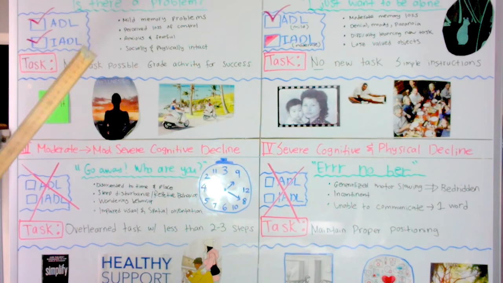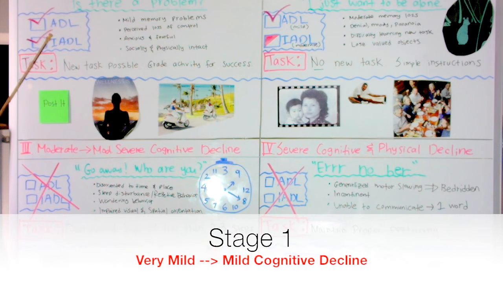Okay? So let's start with stage 1. This is very mild to mild cognitive decline. And the quote I have here is, "Is there a problem?"